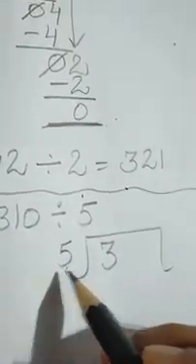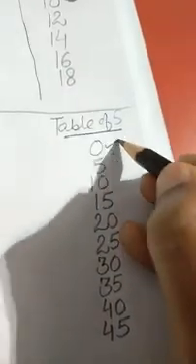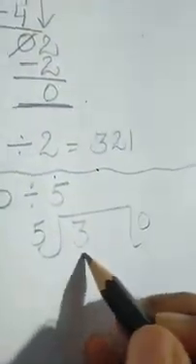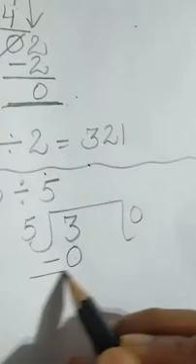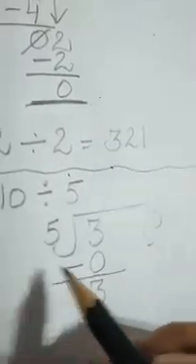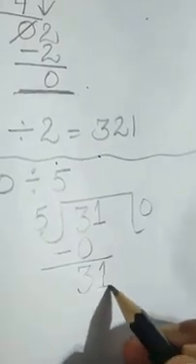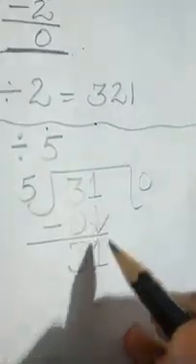Now in the table of 5 we will find out 3. Yes, when we saw there is no 3, but here we can write 0 under 3. So here 5 zeros the 0. Yes, now 3 minus 0, 3 will be there. Next digit is 1. We will write here 1.